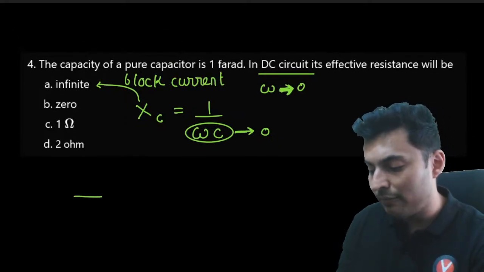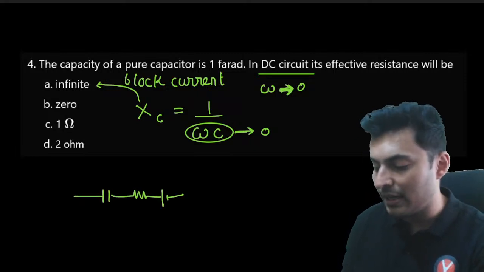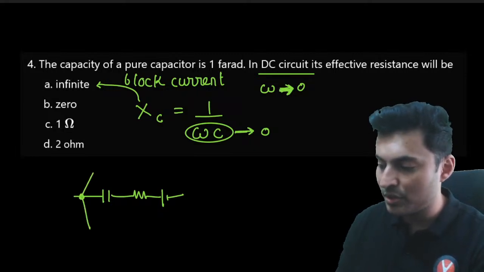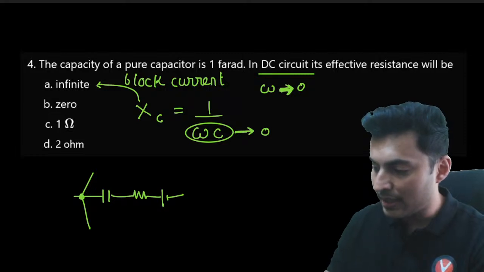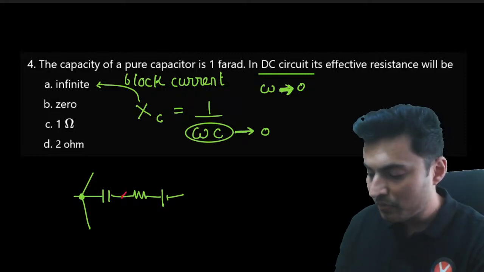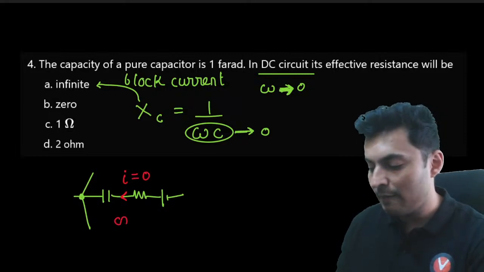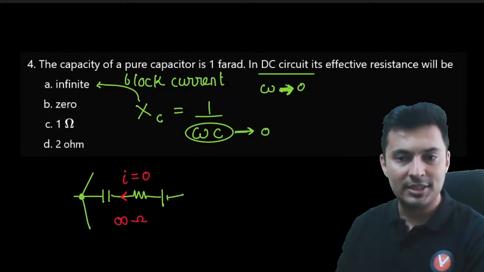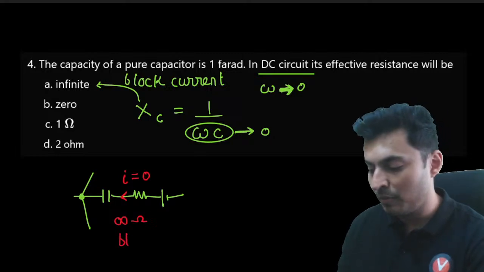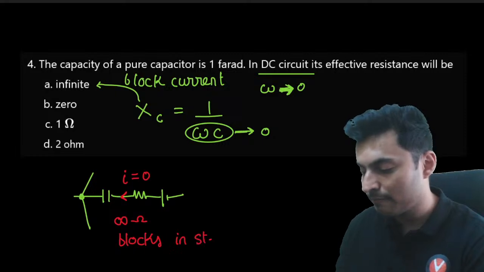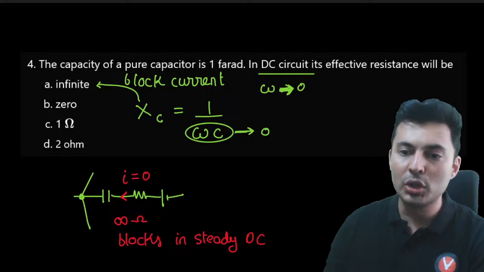Remember, whenever you have a capacitor in a branch, no matter whether there is a resistor, whether there is a battery, it can't do anything if there is a junction. You will always see that the current in this particular branch will be zero because it has infinite ohm resistance. It blocks the current in steady state, in steady DC voltage or current. Okay, you should know this.